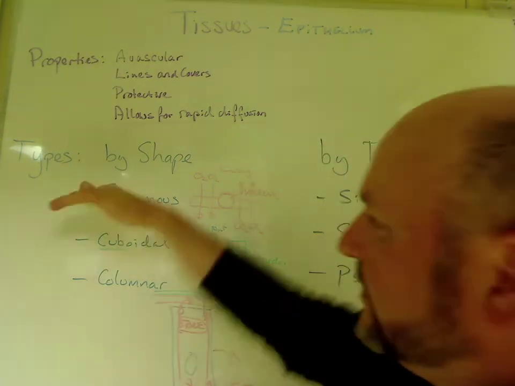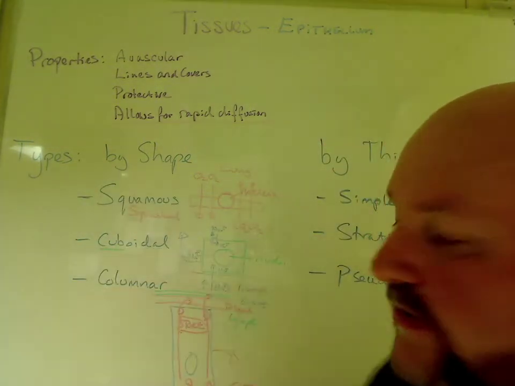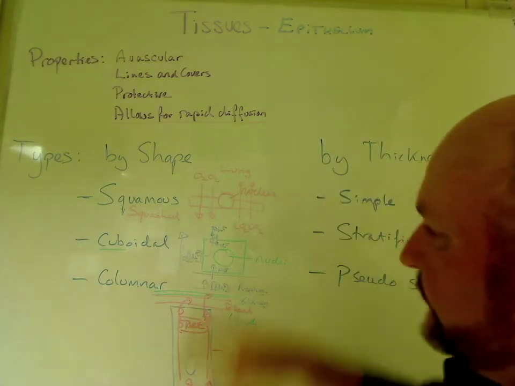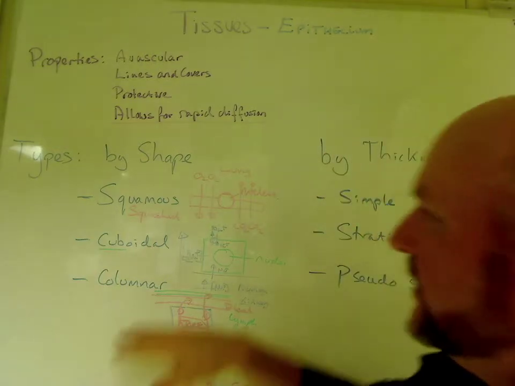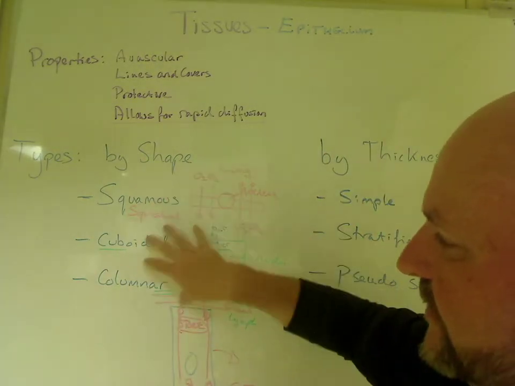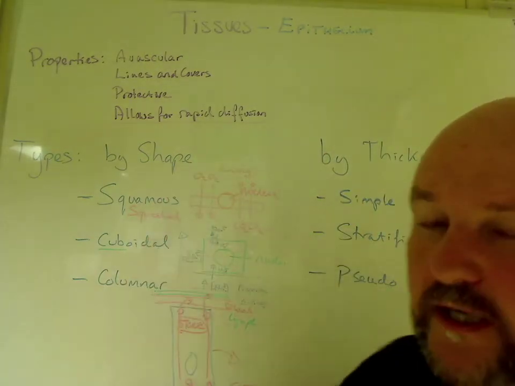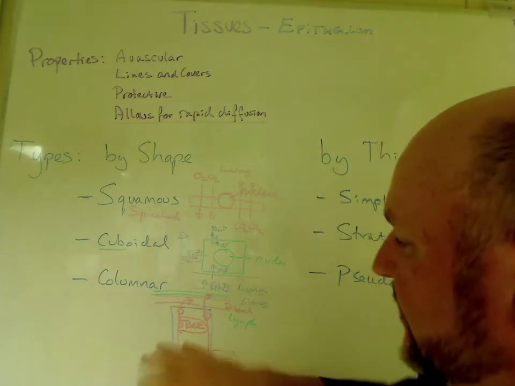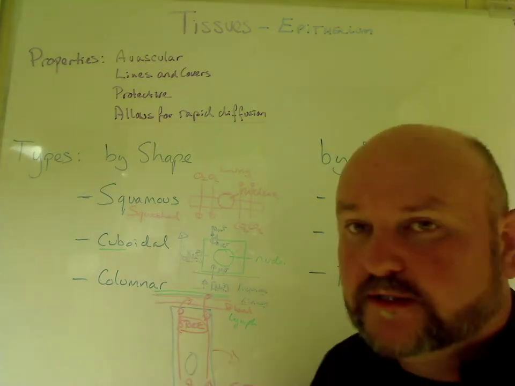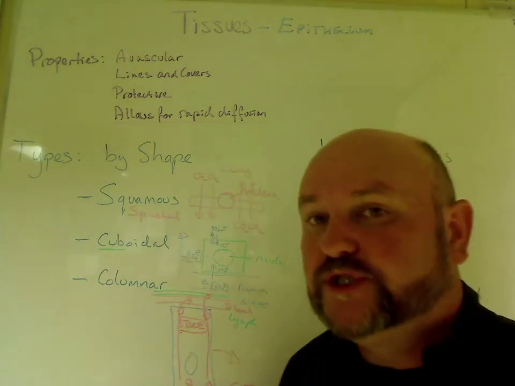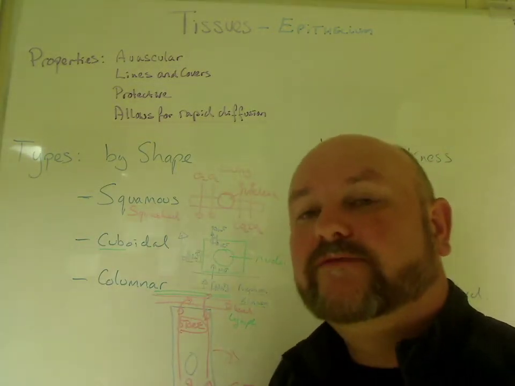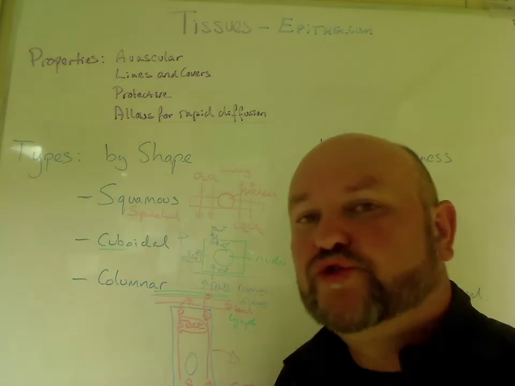So all three types, the squashed, the square and the column shaped, are lining cavities. In this case we're lining the lung tissue, in this case we're lining the kidneys and the nephrons, and in this case we're lining the gut. But they all allow for things to pass through them, but because of their shape they allow a different type of passage or a different control level.